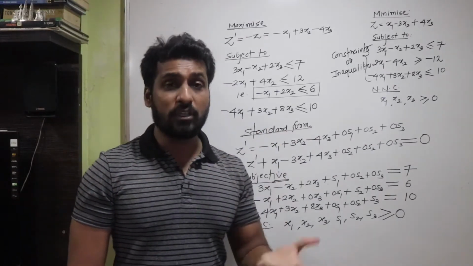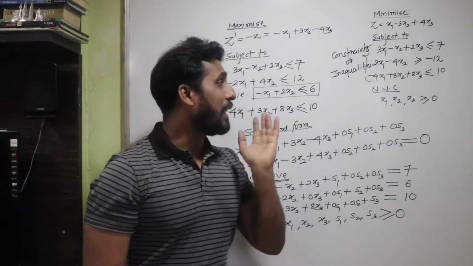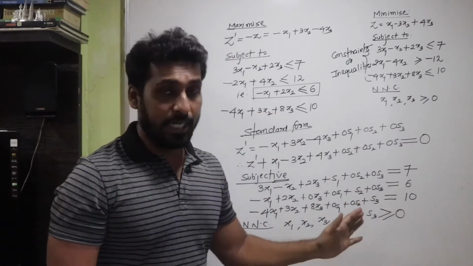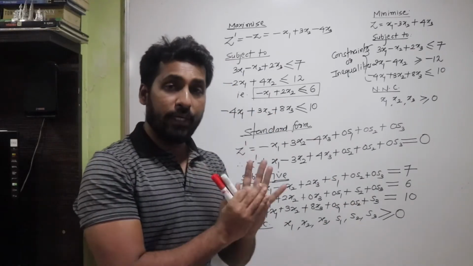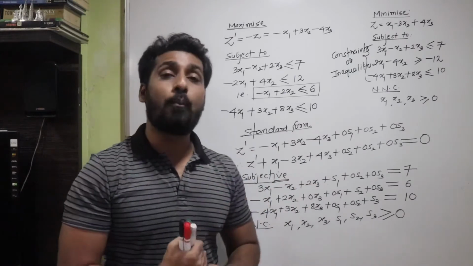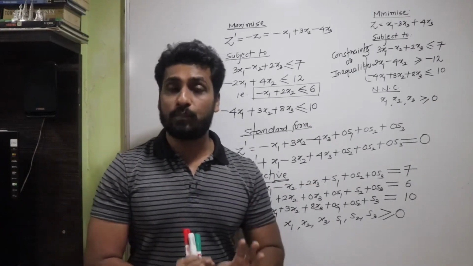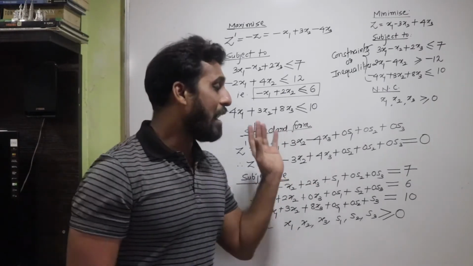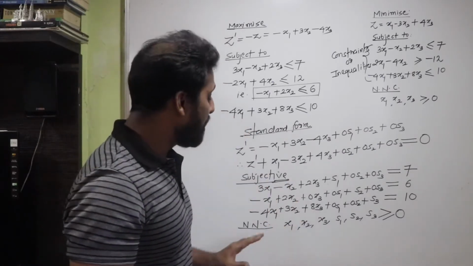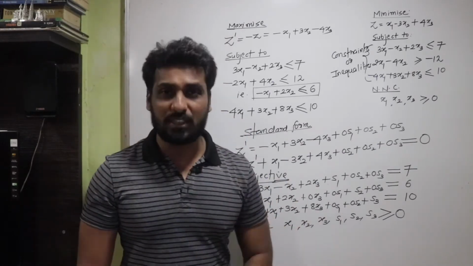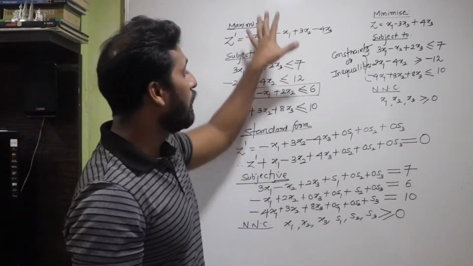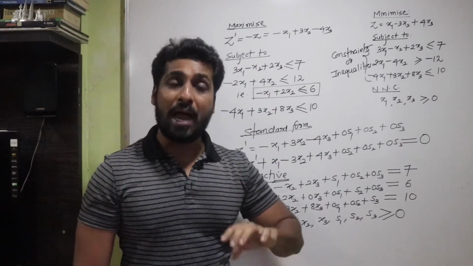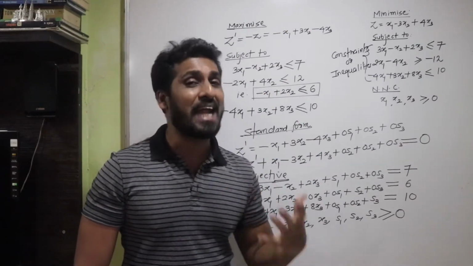The minimizing function has been transformed into a maximizing function. The right hand side of all the inequations, if it is negative, I will transform it into a positive. All the inequations must be of less than or equal to type. Then I have added all the slack variables and I have written the non-negativity constraint. So this is what I have done with the given linear programming problem. I have transformed it into a standard form.